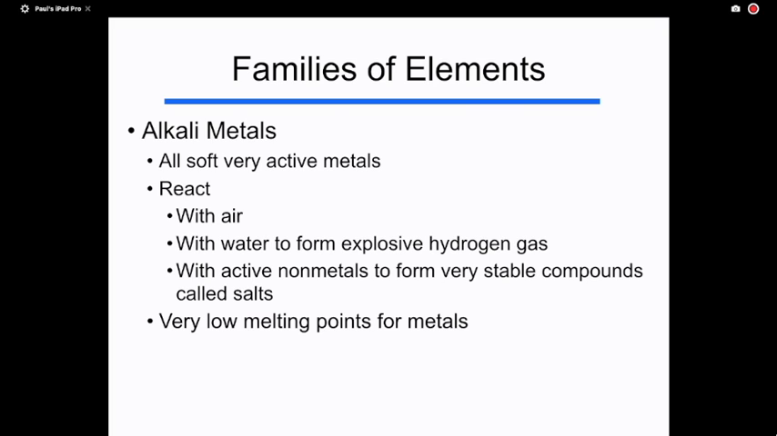When they react with nonmetals, they tend to form very, very stable compounds, and the compounds are called salts. Now we think of salt as being sodium chloride. That is one alkali metal and one nonmetal put together. It's the most common one that we use, but salt for a chemist is any of those two reacting together. A chemist knows millions of salts, whereas we commonly call only sodium chloride salt. And most of these metals have a very low melting point.